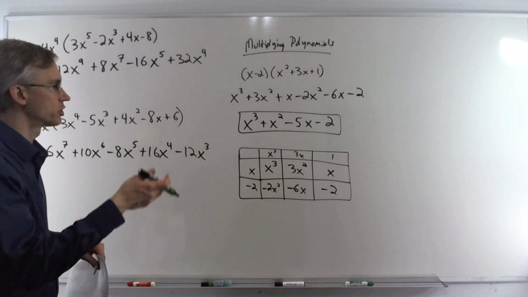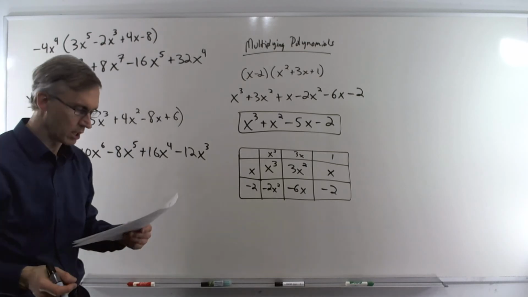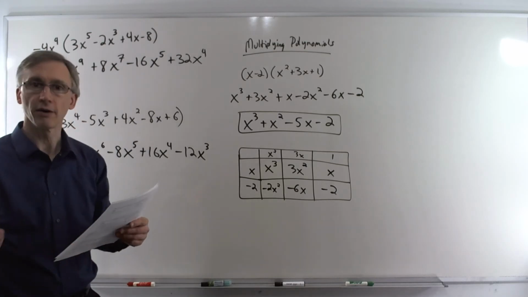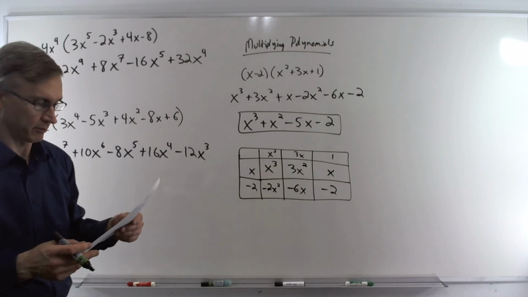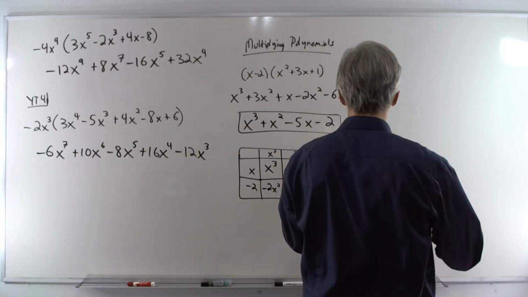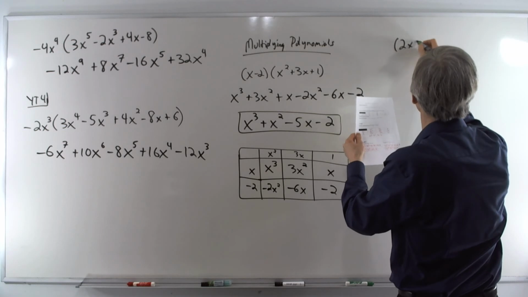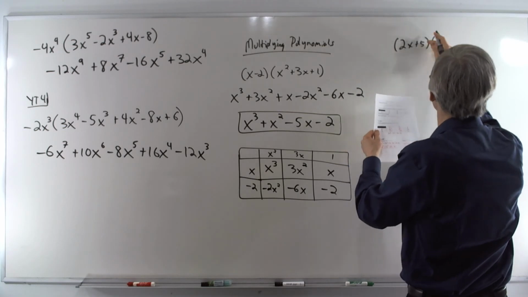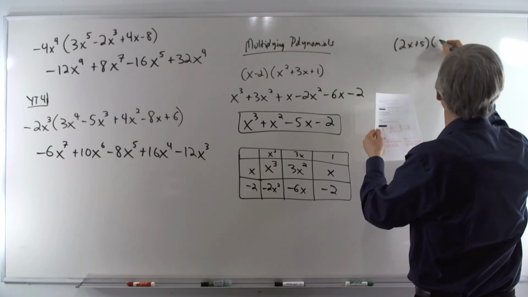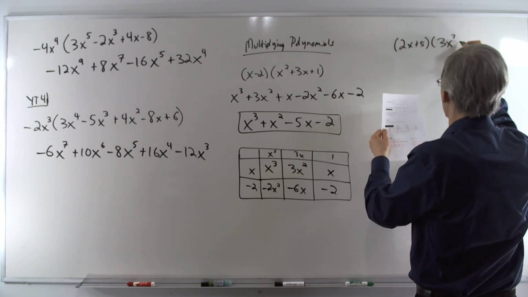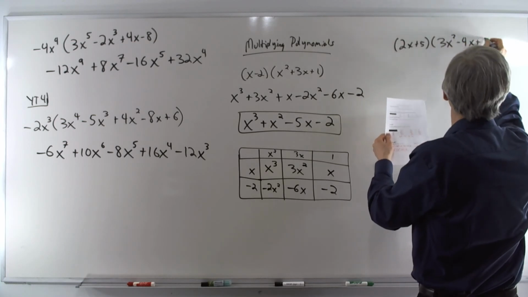You can choose your method. But with your term number 5, I would like you to use the table just to try it out. So here we're going to multiply 2x plus 5 times 3x squared minus 4x plus 6.